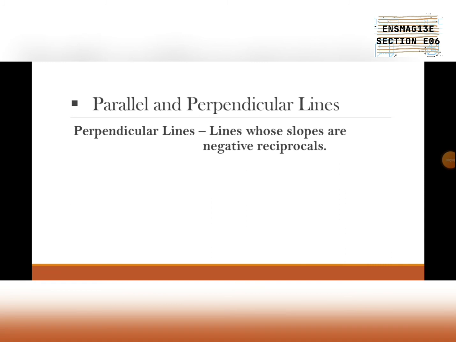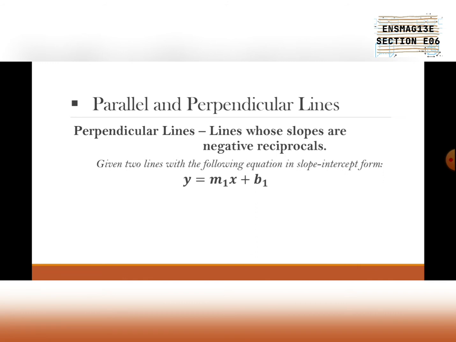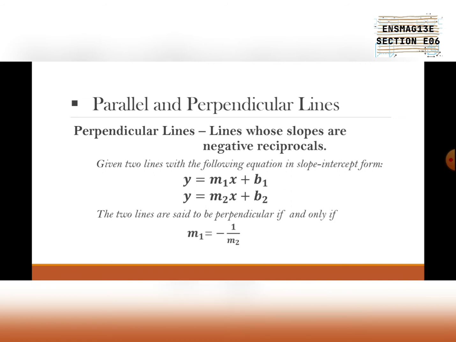Perpendicular lines are lines whose slopes are negative reciprocals. Given two lines with the following equations in slope-intercept form, y is equal to m sub 1 x plus b sub 1, and y is equal to m sub 2 x plus b sub 2, the two lines are said to be perpendicular if and only if m sub 1 is equal to the negative 1 over m sub 2.